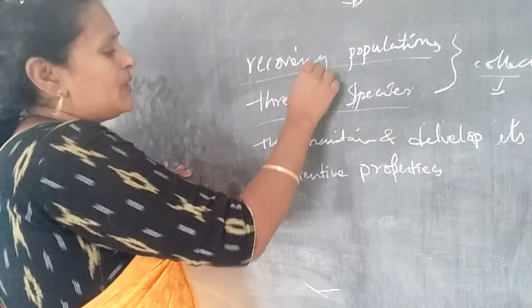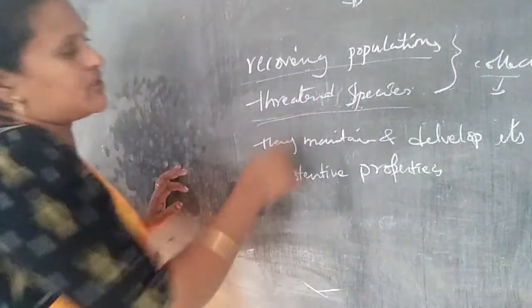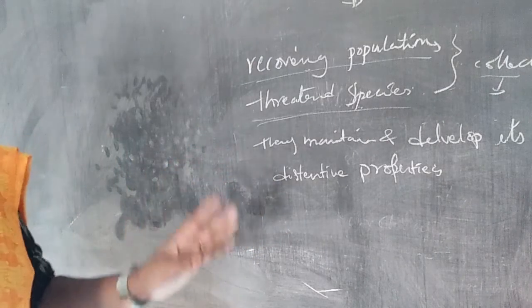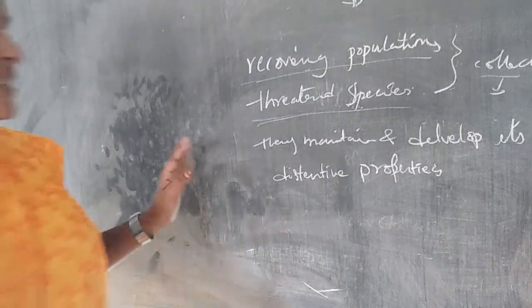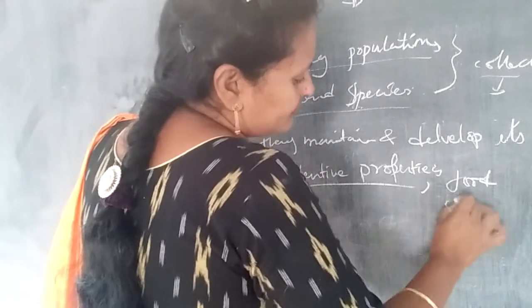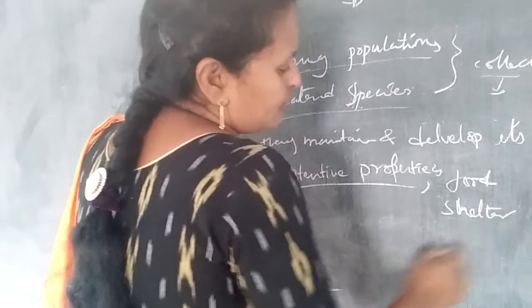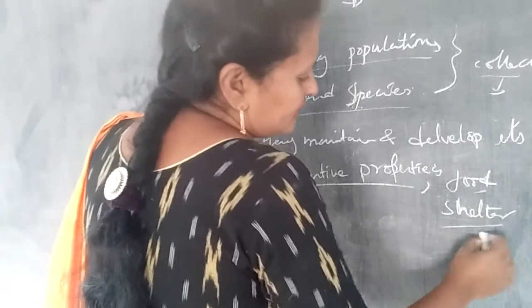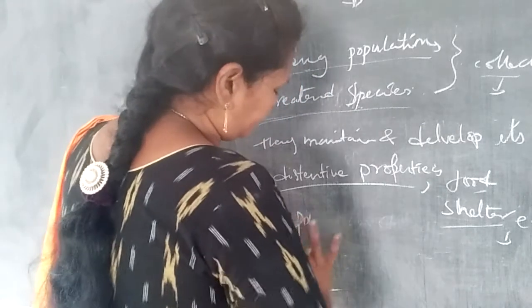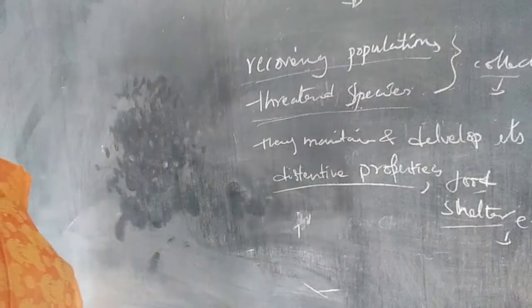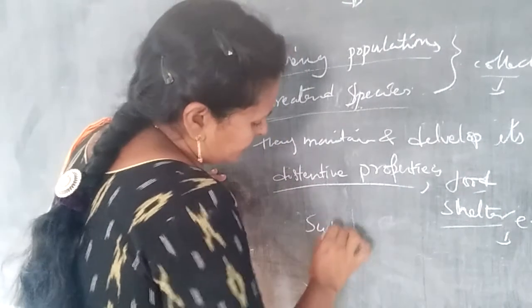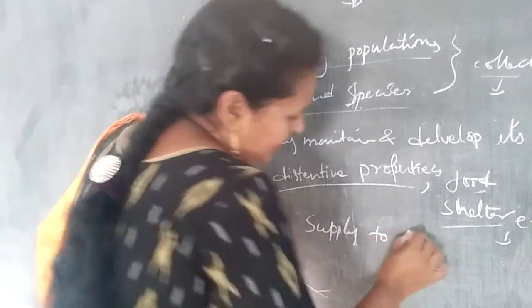So recovering populations, endangered species and threatened species are also collected. They maintain and develop their distinctive properties. It has food, shelter and so on, also supplied to animals.